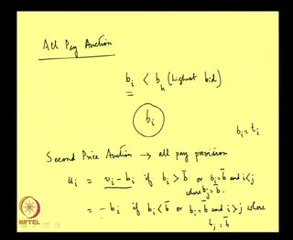This was the difference which was not there in the case of the second price auction, but right now we have this case, and this should be B bar.